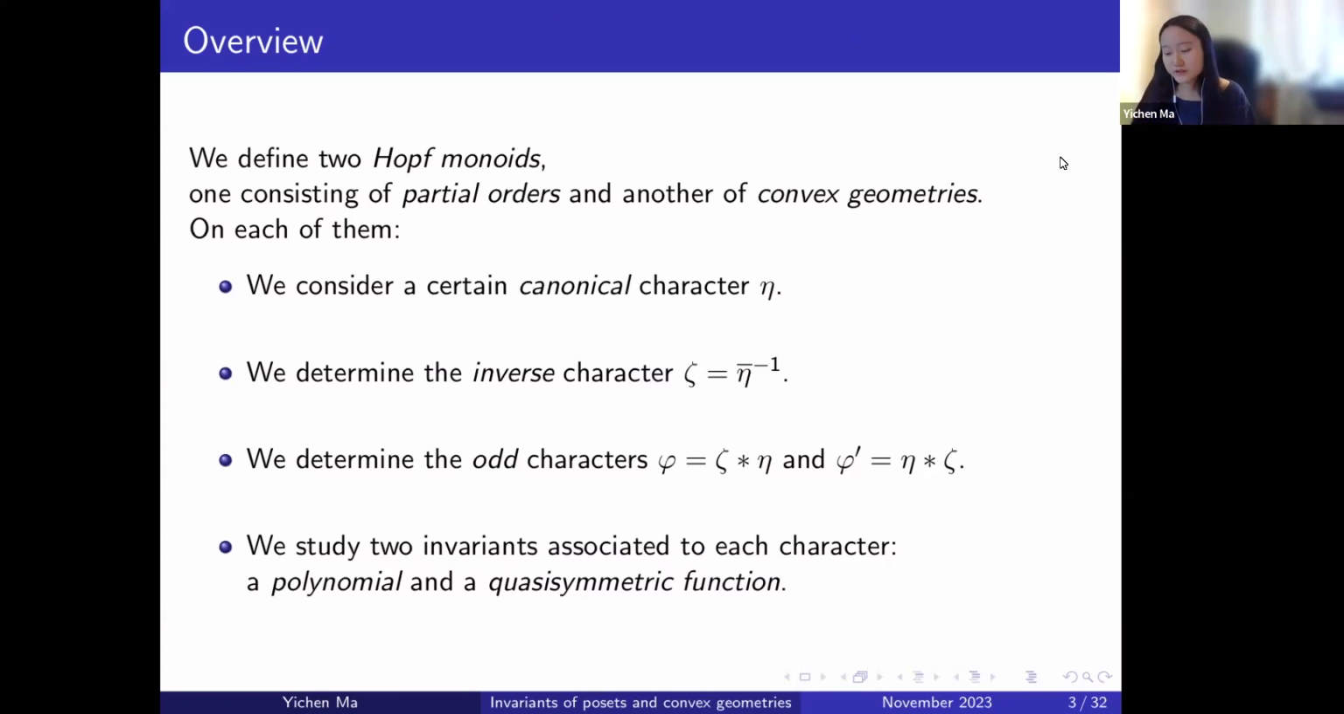After that, we'll determine the inverse character associated to eta bar. I will define what eta bar is; it's another simple notion. After that, we'll define a pair of characters, phi and phi prime. They're called odd, meaning they satisfy some nice properties, and I will also give an introduction to that. After all, we'll determine the two invariants associated to this collection of characters, specifically a polynomial and a quasisymmetric function.